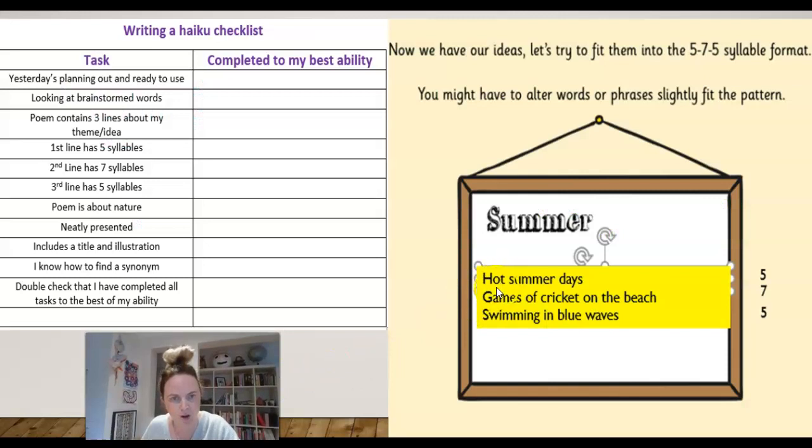So I'm on hot. Blistering. Blistering. No, that's got 3. I need a word with 2 syllables to fit. Boiling. Yes, it's got 2 syllables. Boiling summer days? I don't know. Burning summer days? That doesn't sound too good for our skin. Fiery. Fiery summer days? No, not after the bushfires.